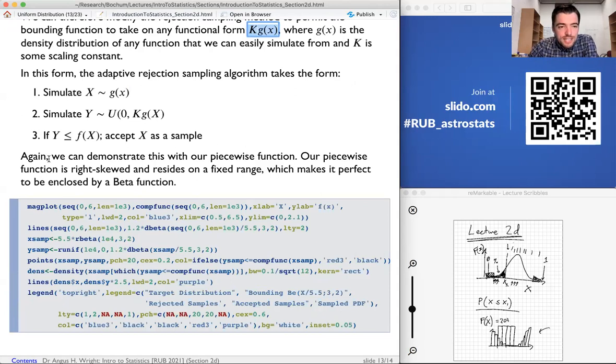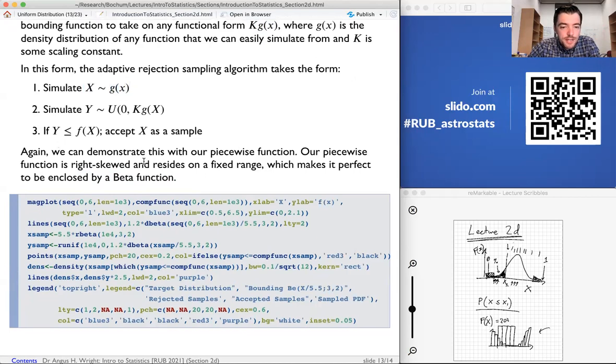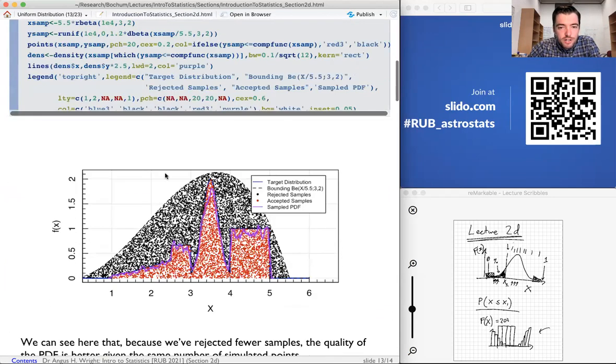So let's again demonstrate this with our piecewise function. We know that our piecewise function was skewed to the right, and it has a truncation. It has finite endpoints, which makes it perfect for the beta function. Beta function is defined over a finite range, and it's flexible enough to be skewed in one direction or the other. So we're going to use a beta function as our g of x. Okay, and if I plot the beta function for our g of x, I get this black dotted line here.